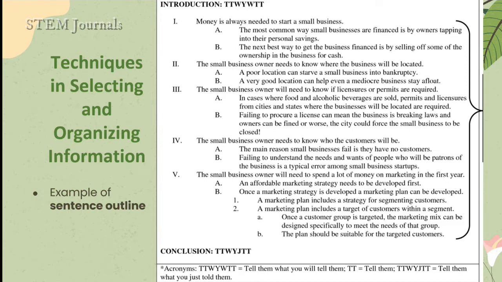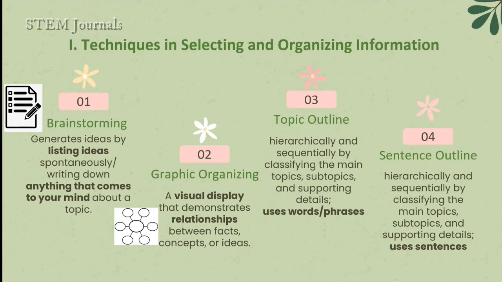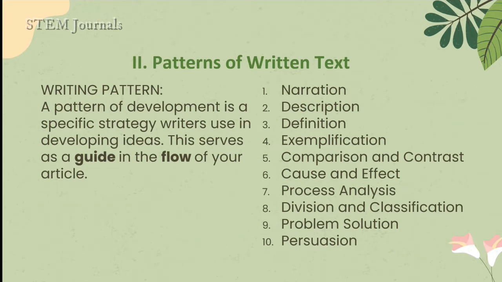It will be words or phrases only. So, again, those are the 4 techniques in selecting and organizing information. Number 1 is brainstorming, which is done by listing ideas. Graphic organizing, which is a visual display, and the outline, which shows main topics, subtopics, and supporting details. It has one topic outline that may use words or phrases, and two sentence outline that uses sentences. Okay? On to the next one.